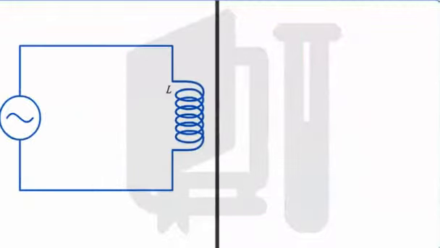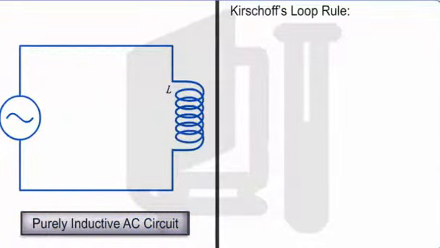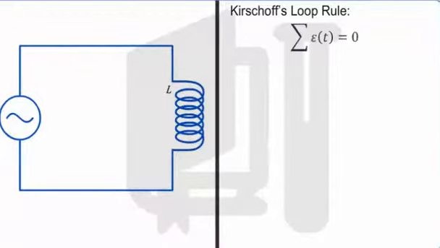Now, assuming the circuit to be purely inductive, we shall make use of Kirchhoff's loop rule. According to this rule, the sum of potential differences across various components is zero. The voltage across the source of alternating current is V equal to Vm sin omega t, where Vm is the amplitude of the AC voltage, omega is the angular frequency and t is the time. Let this be equation 1.